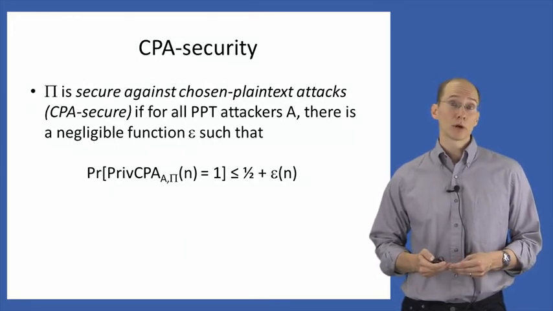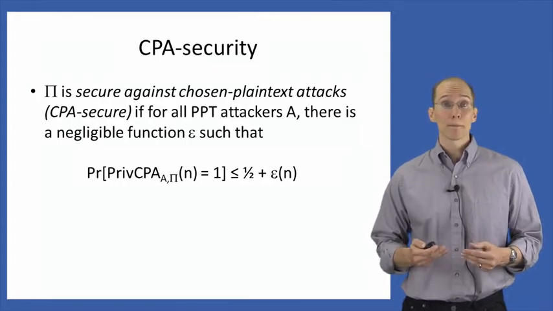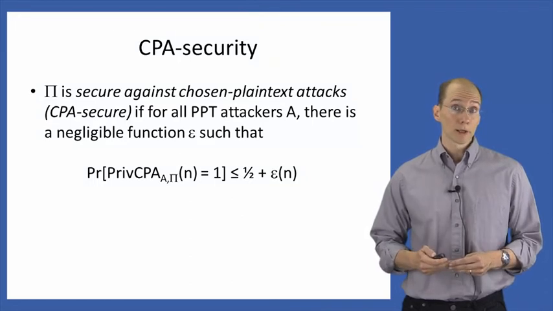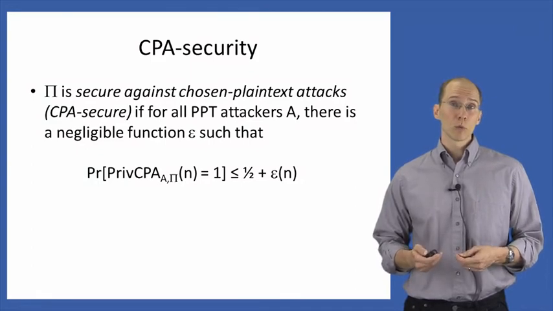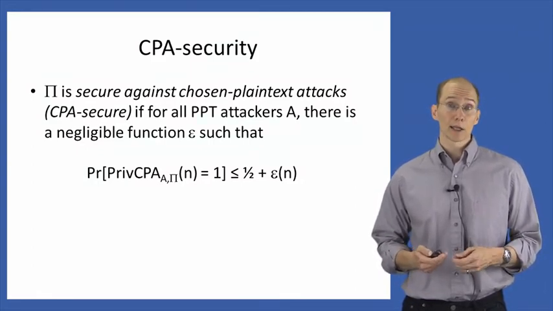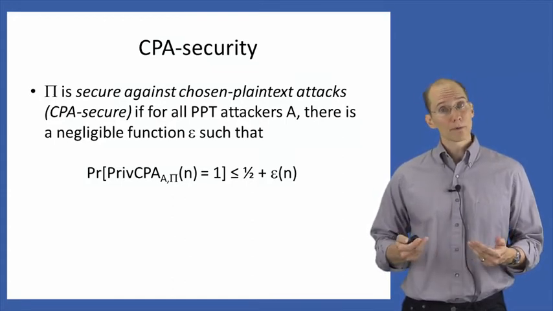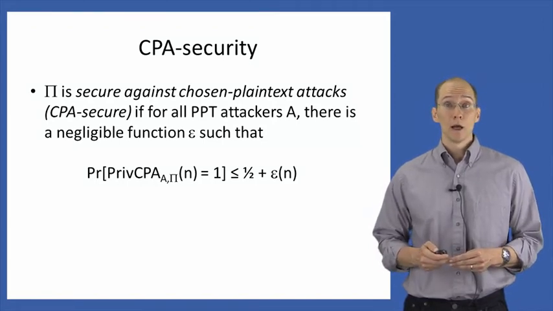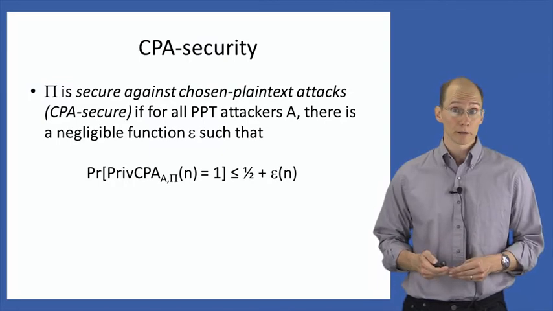We can now define what it means for an encryption scheme pi to be CPA secure. We'll say that pi is CPA secure if for all efficient, i.e. probabilistic polynomial time attackers A, there's some negligible function epsilon such that the probability with which A succeeds in the previous experiment is at most 1/2 plus epsilon. As before, the attacker can trivially succeed with probability half just by guessing, but we require that the attacker cannot do any better than this, or at least not substantially better.